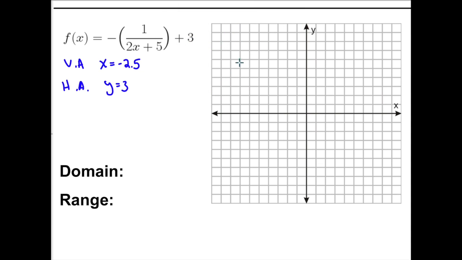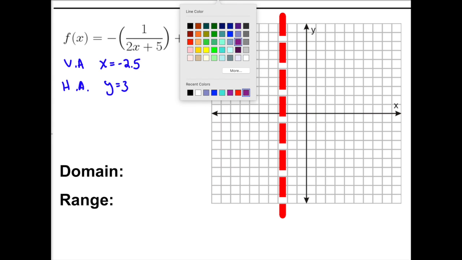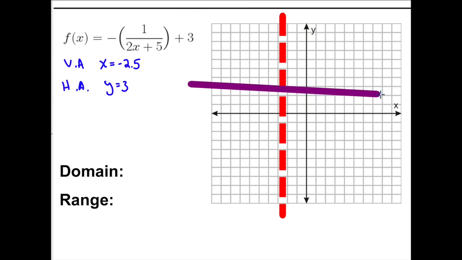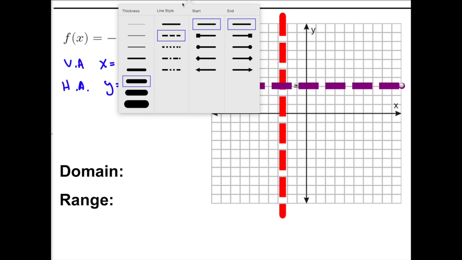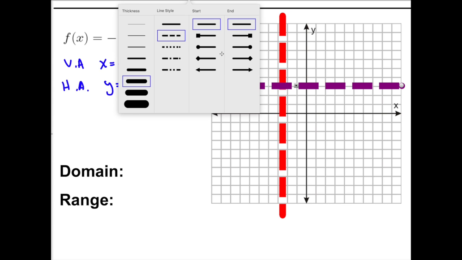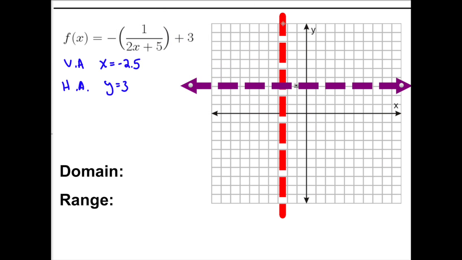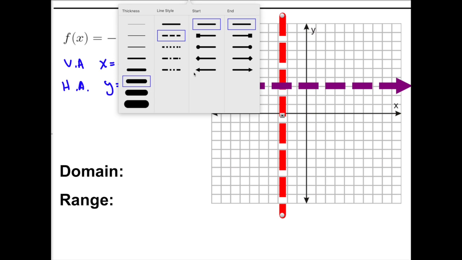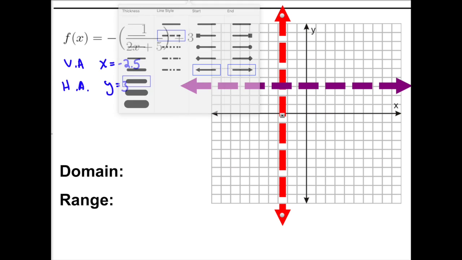Okay, let's start with our vertical asymptote, negative 2.5. Okay, horizontal asymptote, 3. Just for consistency, I think if it's okay with you guys, I'll make this one dotted. Okay, we're going to be technical. I'll add my arrows on the end. I wouldn't want to upset anyone.